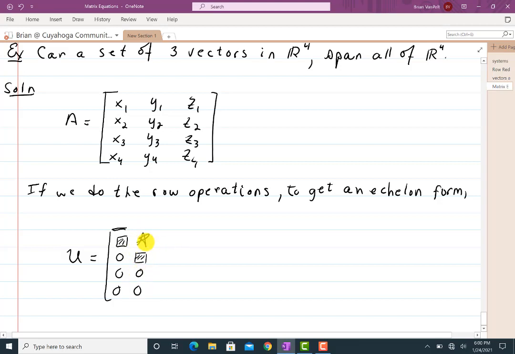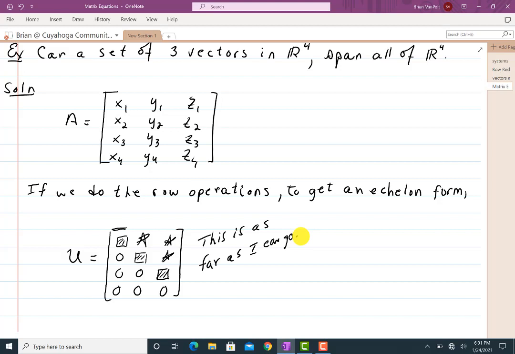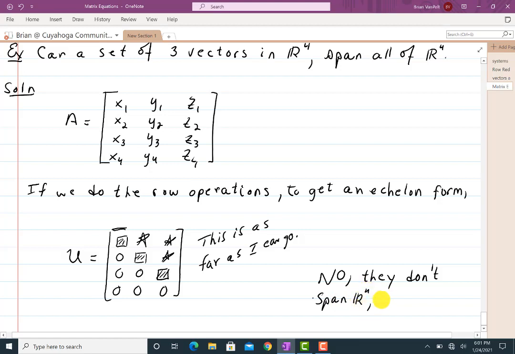Maybe there's stuff above, I don't care. Then I have to go down and to the right again, maybe to the right more than one step. But guess what? I'm done because I've only got 3 columns. This is as far as I can get. Seems we've run out of columns. So, in a situation like this, the answer is no to that question. No. They don't span R4 because they don't have a pivot in every row.